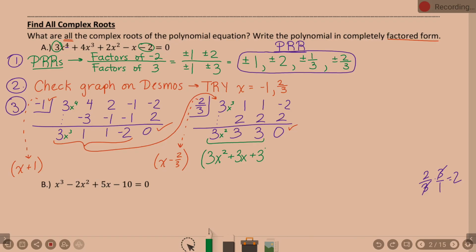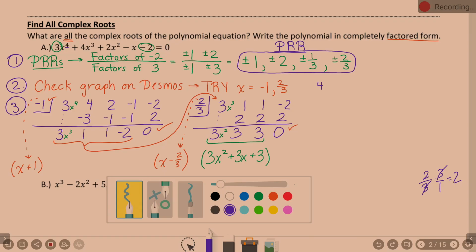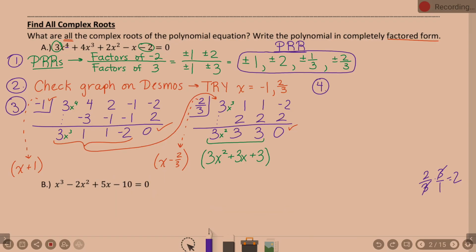At this point, that is my other factor. So in terms of factored form, we have our factors, the x plus 1, the x minus 2/3, and the 3x squared plus 3x plus 3. What we need to figure out, and this is what I have called in my paper our last step, step 4, we need to find our answers. We need to find our other 2 answers, which requires taking what we have left here, 3x squared plus 3x plus 3, and setting it equal to 0.